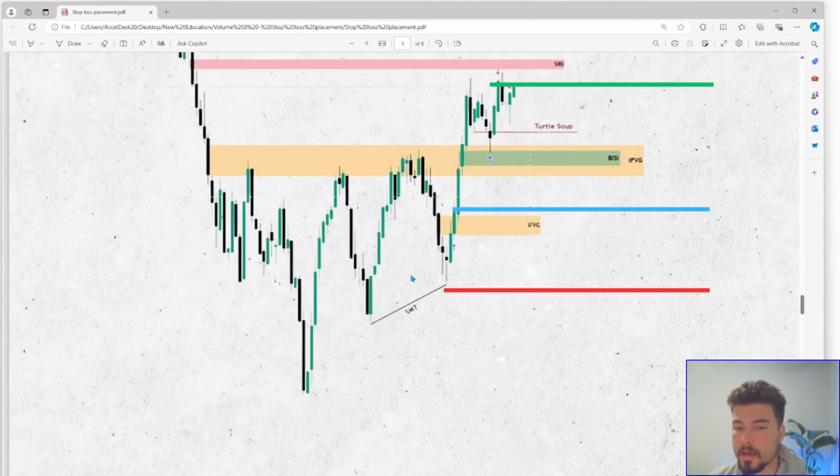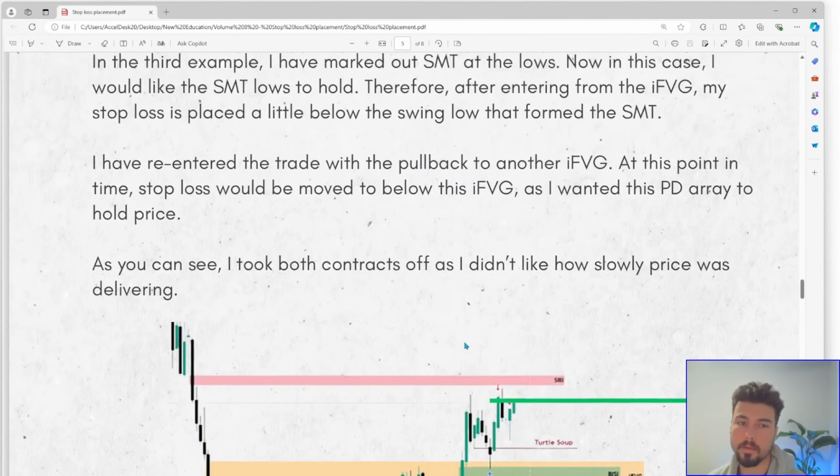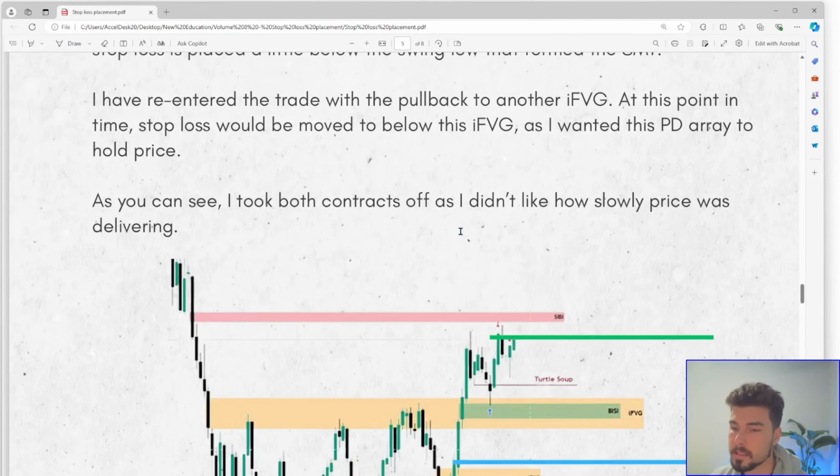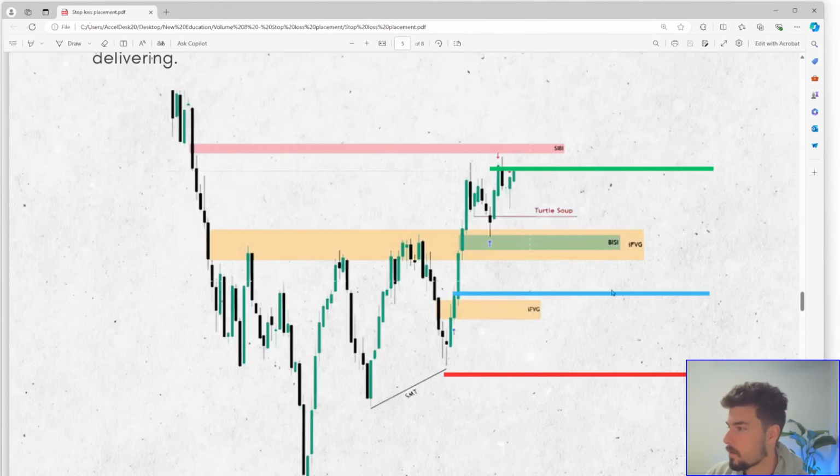SMT, the lows, we just placed higher. My entry comes here. My stop loss is below the swing low that created the SMT. I don't want that low to be broken. Why? Because then the SMT will no longer be present and therefore my trade ID is invalidated. So it's something very similar to the last example where after entering, my stop loss is placed below the SMT low because if that gets violated, my ID is incorrect.